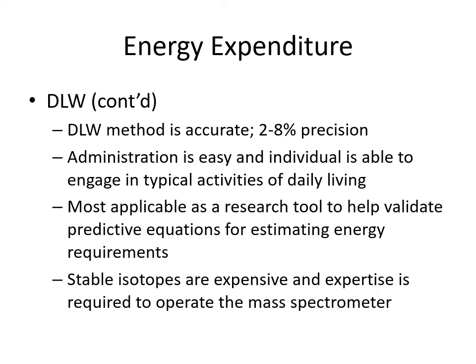So the doubly labeled water method is accurate within 2 to 8% precision. So administration is easy and individuals are able to engage in their activities of daily living. And this is most applicable as a research tool to help validate predictive equations for estimating energy requirements. So again, you've seen the Mifflin-St. Jeor, which we've discussed, right? These equations to calculate energy needs. This is how we confirm the equations are accurate. Now the only problem is that these stable isotopes are expensive and expertise is required to operate the mass spectrometer and actually calculate the results.